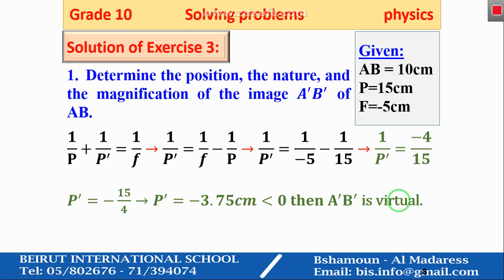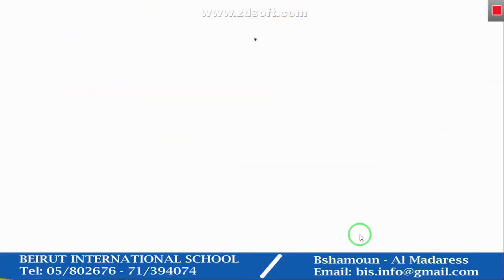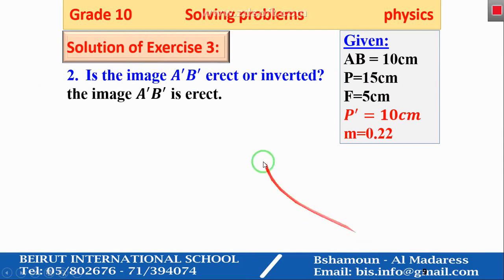Now, the magnification is equal to -P' over P, which is -3.75, P' which is calculated here, divided by P, which is given, so we get that the magnification is 0.25. Now, he's asking, is the image A'B' erect or inverted? The image A'B' is erect since it's a virtual image. Whenever it's a virtual image, it's erect. Whenever it's a real image, it's inverted.